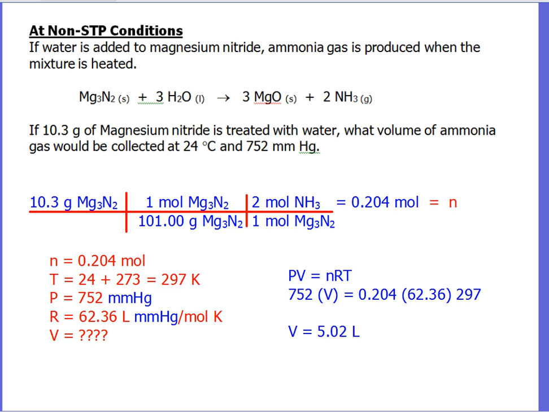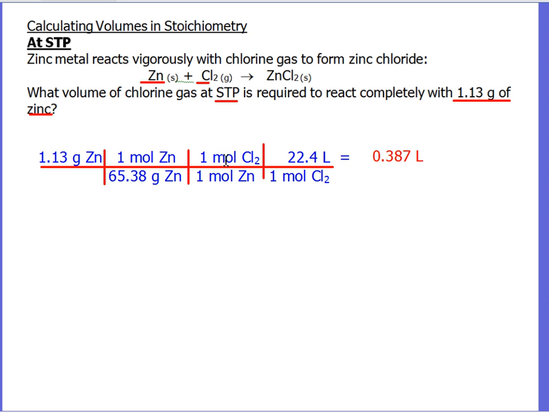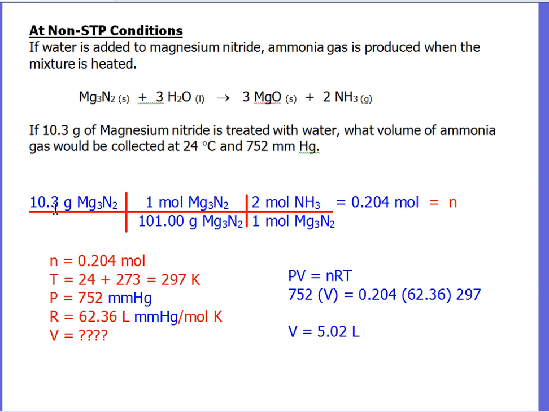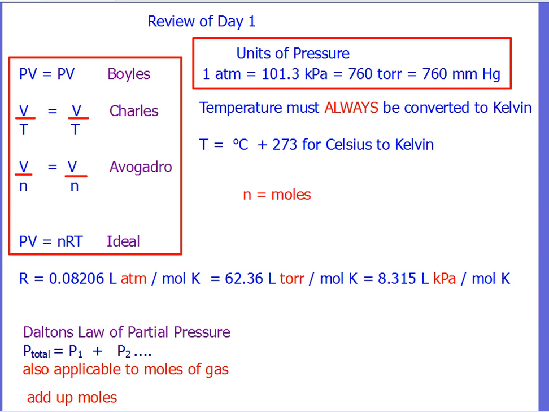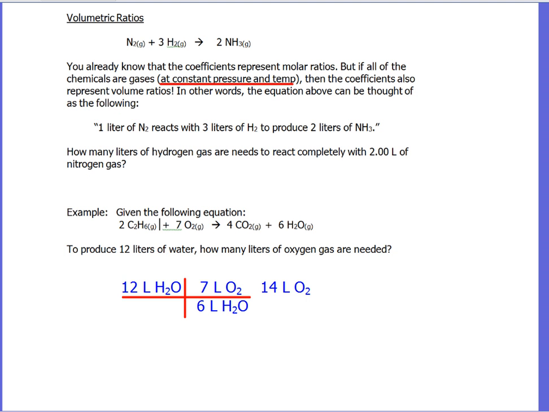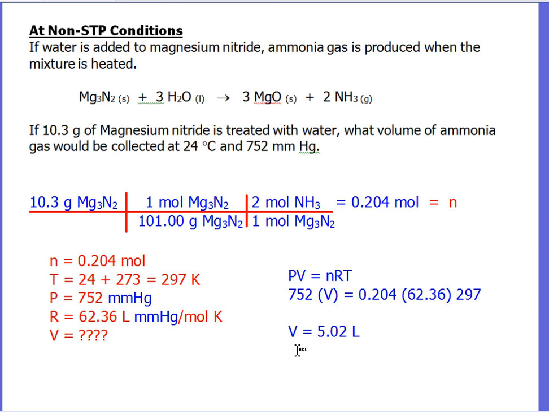And then what if it's not at STP? Well, here we did mass to moles, moles to moles, and then we could go ahead and use the 22.4 liters per 1 mole. But if it's not at STP, we can't use the 22.4 liters. So what did I do in the last example? Mass to moles, moles to moles. Now I know the moles of ammonia, and then I used that in my PV equals nRT. So there's my moles, temperature in Kelvin. They gave the pressure in millimeters of mercury, so I picked the R that was in torr or millimeters of mercury, 62.36. Plug everything in, and I calculated the volume of ammonia, 5 liters of ammonia.